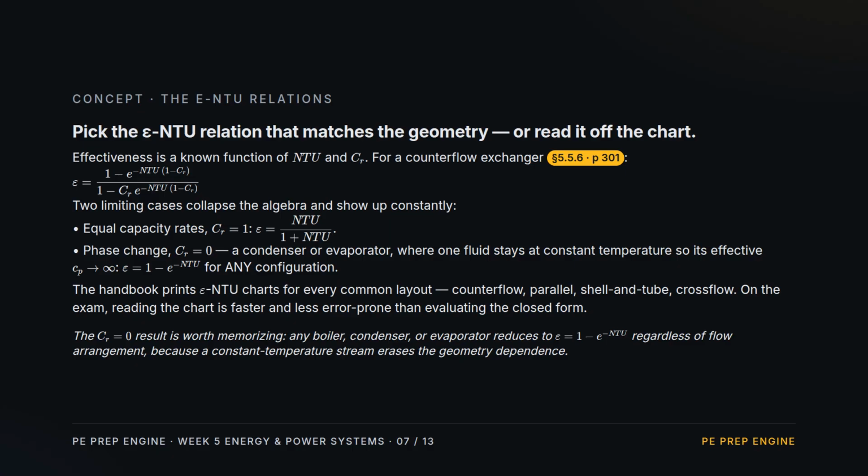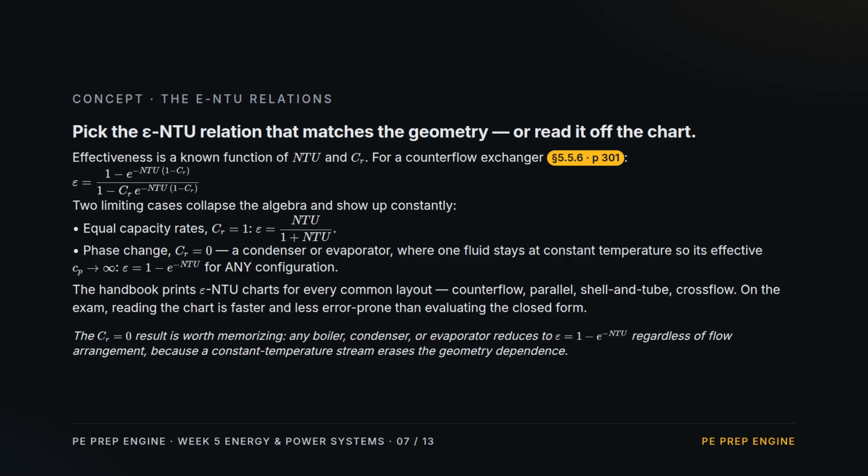When the capacity rates are equal, effectiveness is just NTU over 1 plus NTU. And in a phase change, a condenser or evaporator where one fluid holds constant temperature, so its effective heat capacity goes to infinity and the ratio goes to 0, effectiveness is 1 minus e to the minus NTU for any configuration. That last one is worth memorizing. Otherwise, the handbook prints charts for every layout.